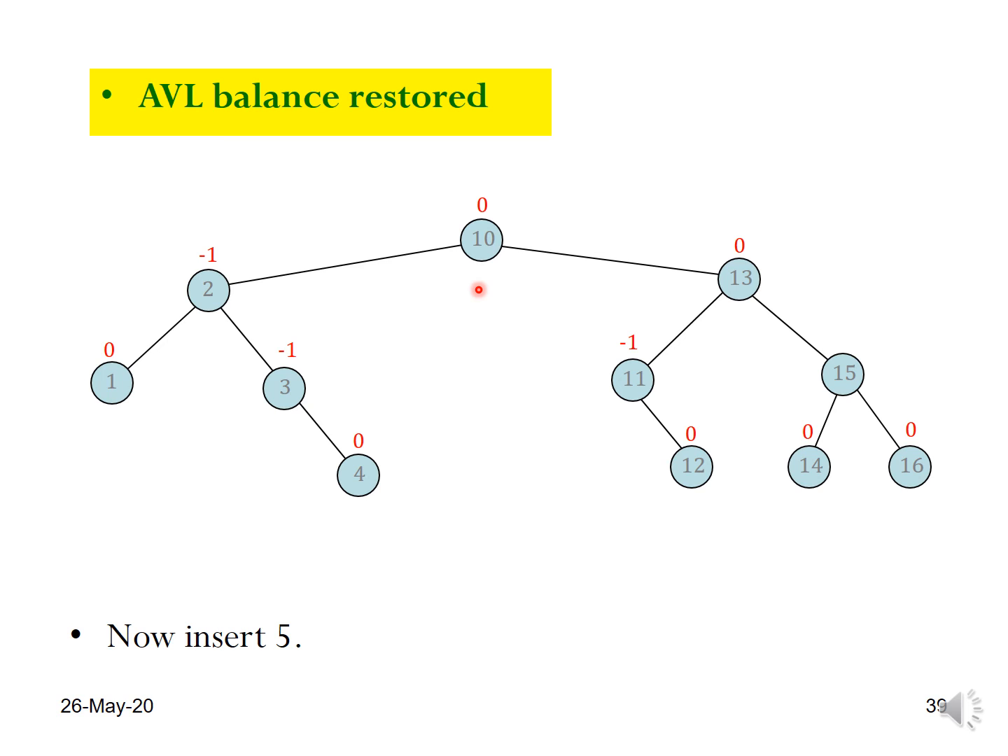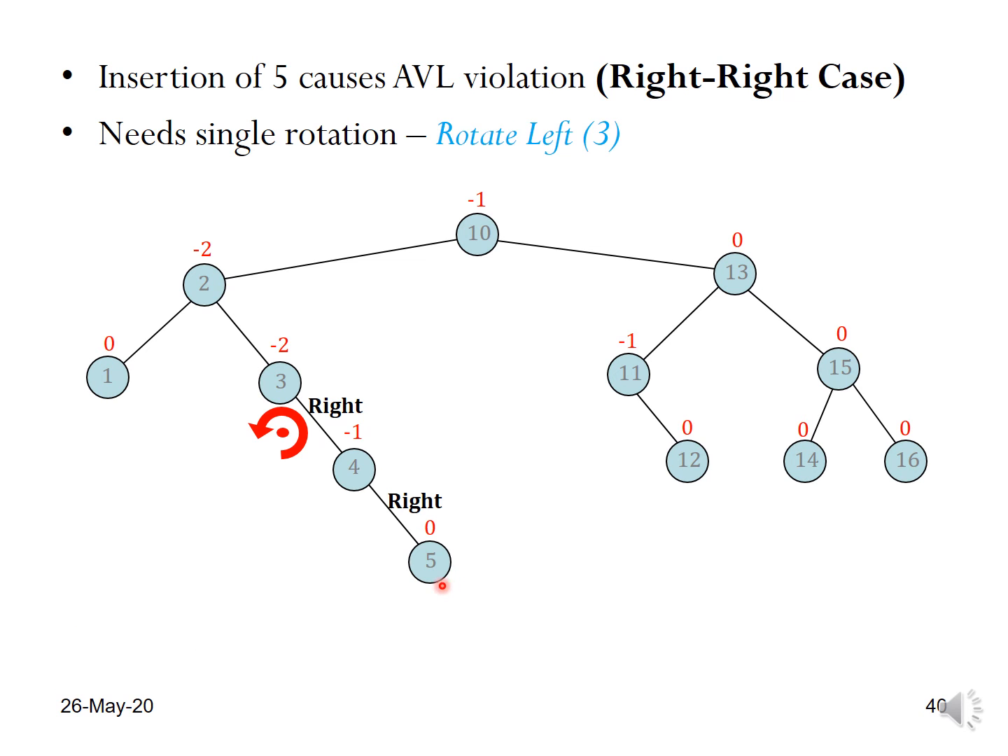Now we will insert the next value, 5. Because 5 is greater than 4, it should come here. After inserting this 5, we will again calculate the balance factor of all the nodes.